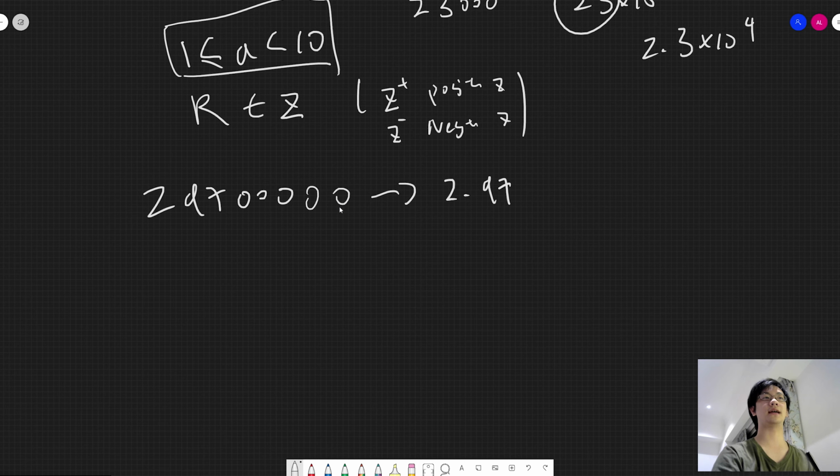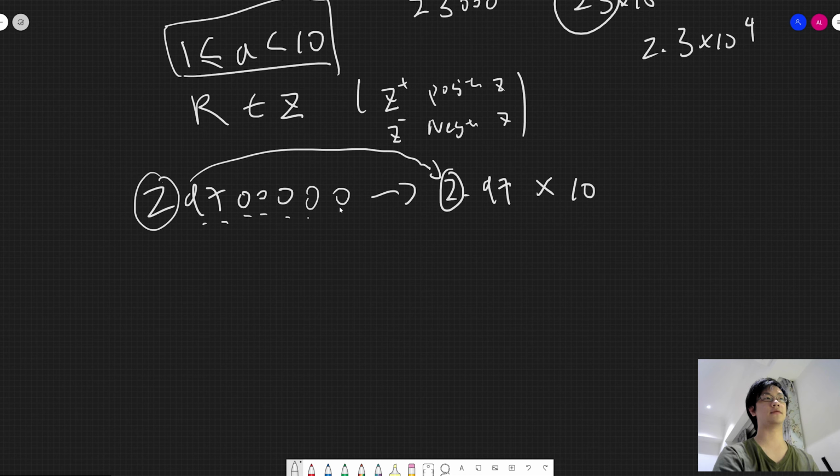Because it has to be between 1 and 10. Fairly straightforward. And then we know it has to be times 10 to a certain power. How do we determine that power? Well, the first number is 2. This corresponds to the first digit here. And you just count how many digits are after that. So 1, 2, 3, 4, 5, 6, 7. The power is 7, right? Fairly straightforward.